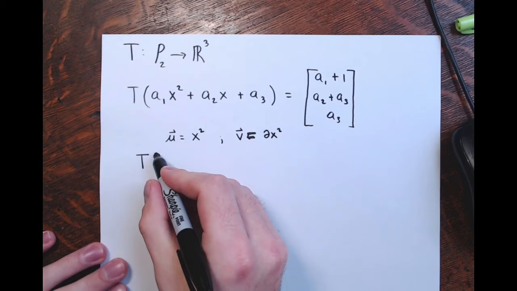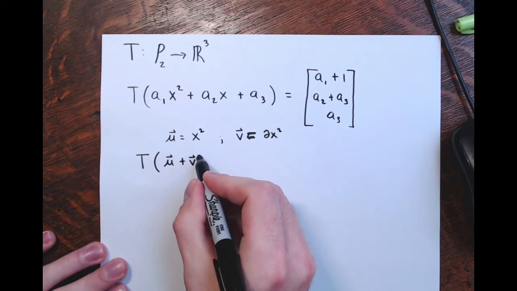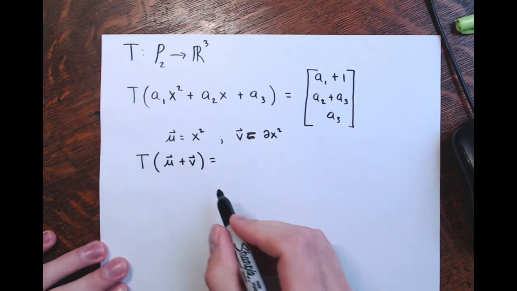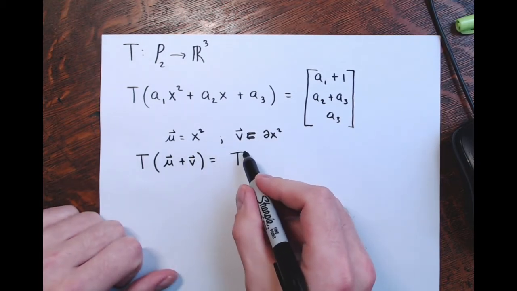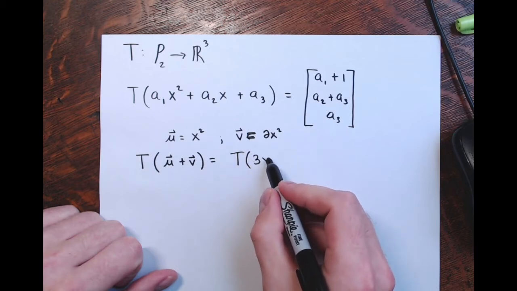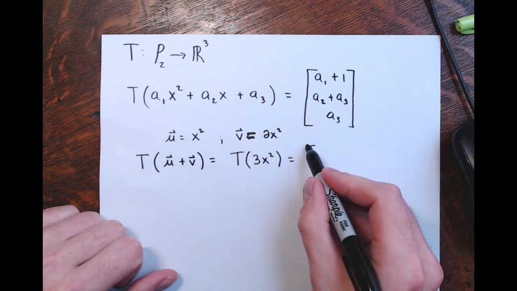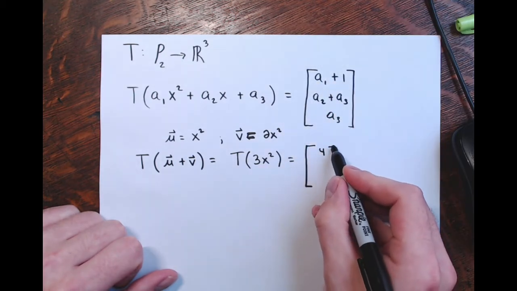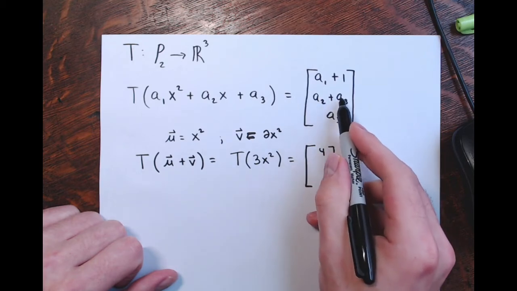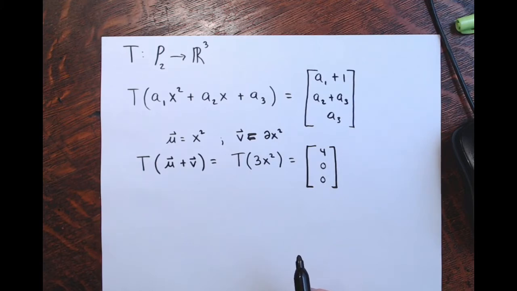Now let's look at T of u plus v. This is adding the vectors, the polynomials, first. This would be T of 3x squared. And when I apply the rule, we get an output. We'd have 3 plus 1 as the first component, so 4, and then 0 and 0 as our second and third components.